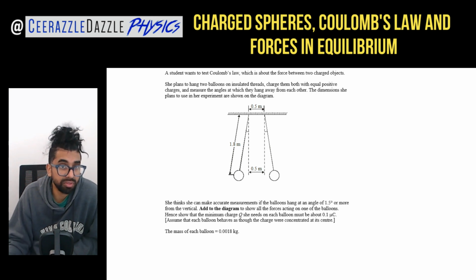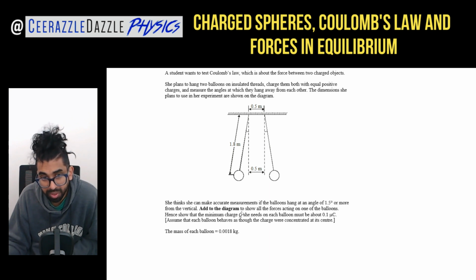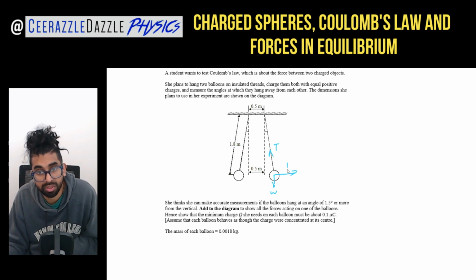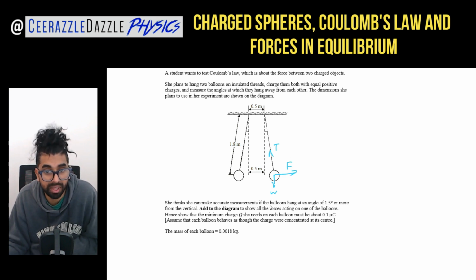Okay, right, so first of all, let's do the first bit of the question in terms of the forces. It's just one of the balloons, such as this one over here. Tension's pulling upwards. We know the weight is pulling downwards, but due to Coulomb's law, there's a repulsive force pushing outwards. This is the force. There we go. So we've done that right now.